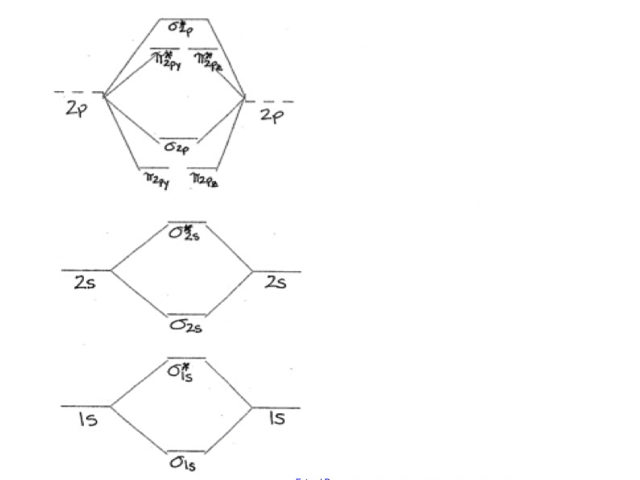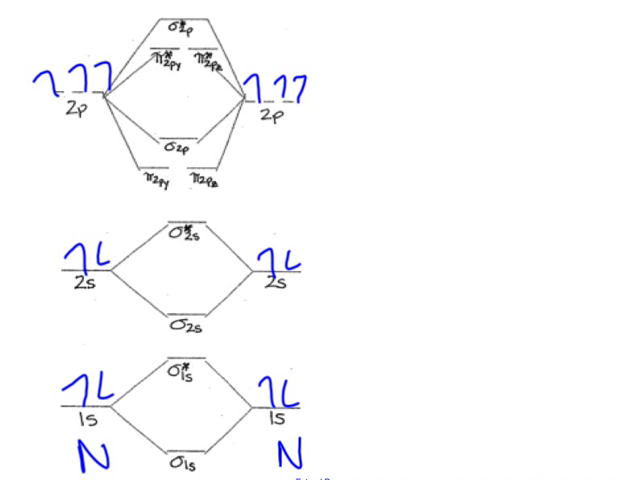So let's try nitrogen, N and N. Each nitrogen has 7 electrons: 1, 2, 3, 4, 5, 6, 7, 1, 2, 3, 4, 5, 6, 7. And we're going to put them in the pot, and we're going to get 1, 2, 3, 4, 1, 2, 3, 4, and this is going to be 6. 1, 2, 3, 4, 5, 6.